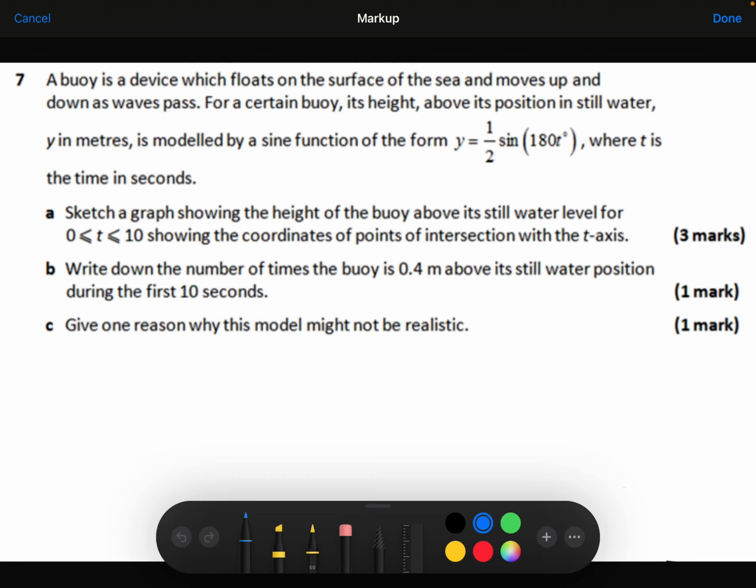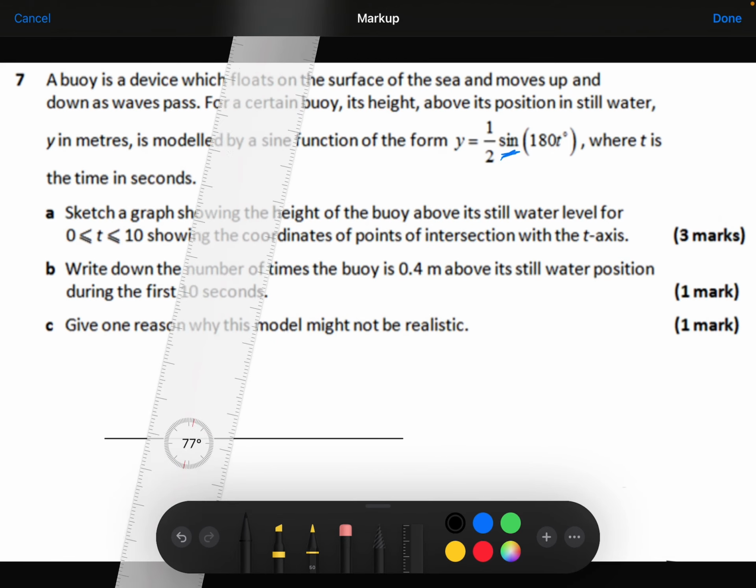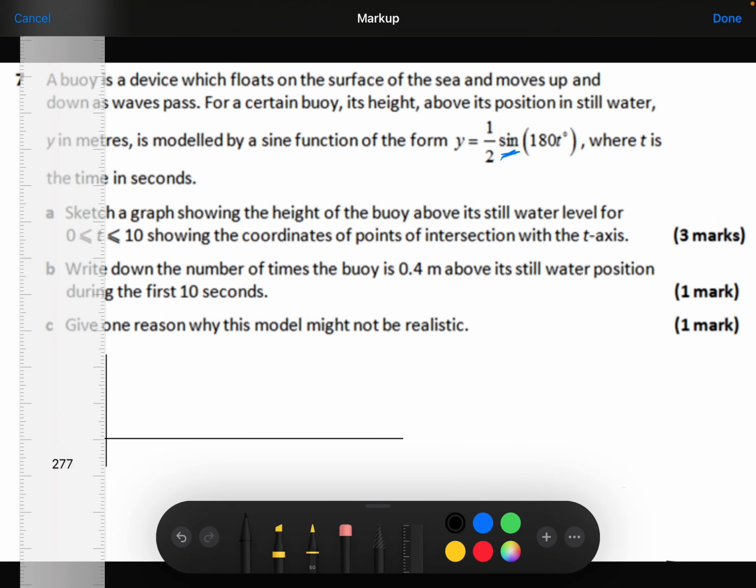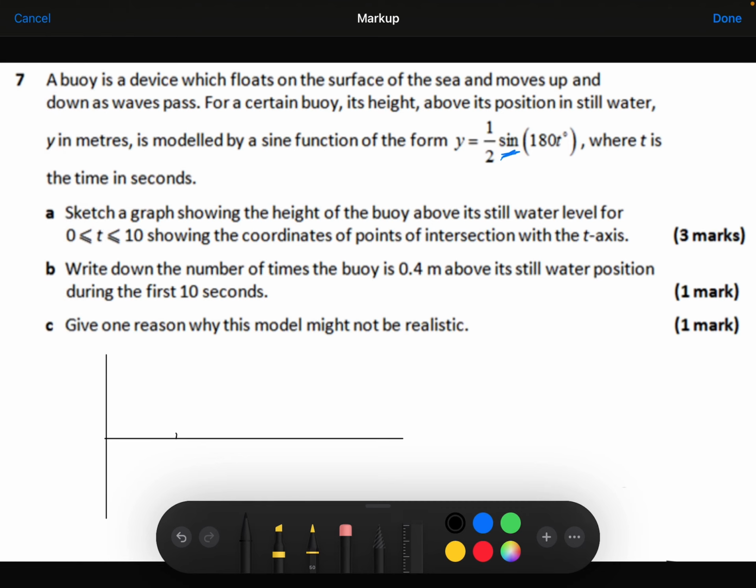Right, so we're talking about the sine graph, and we've got a couple of transformations to do. We've got a 180 inside the brackets there. We've got a 1/2 on the outside. So just to begin with, let me draw the basic sine graph for now, and then we can think about how that's going to get transformed in a moment. So basic sine graph looks like this. Right, so that's my graph of sine.